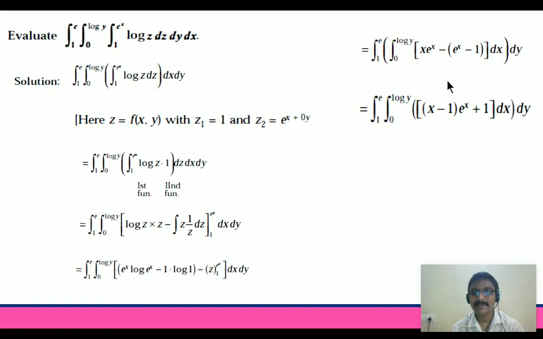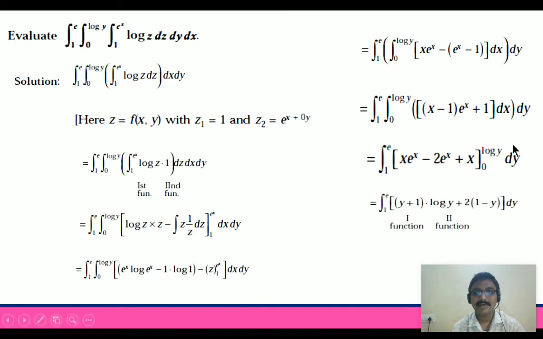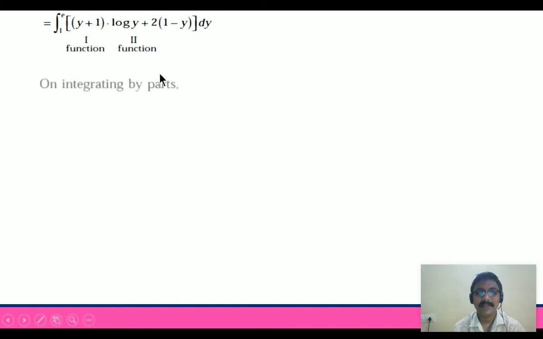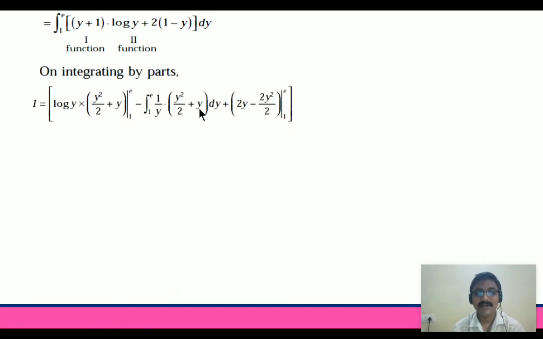So simplifying the expression, now while integrating with respect to x, we have to keep y terms as constant. So x e power x is integrated, substituting upper limit as log y and lower limit as 0. For the first term, we have to apply integration by parts again. y plus 1 is the first function and log y is the second function. So taking integration by parts, we'll get the expression like this.